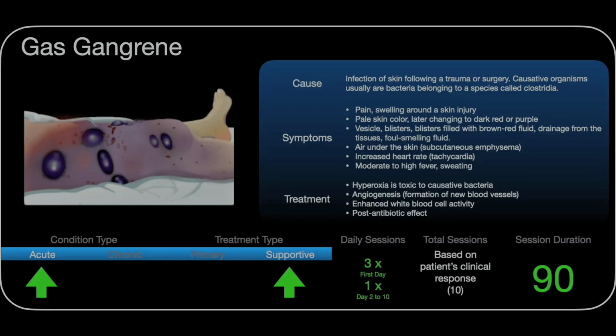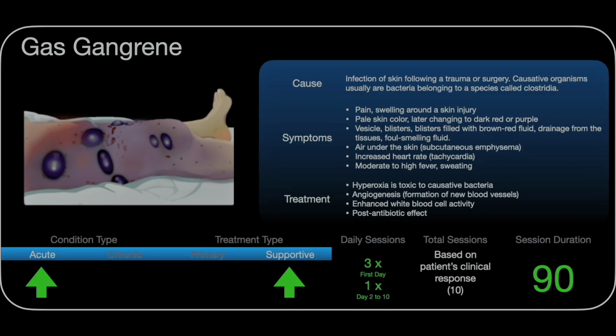The causative organisms are usually bacteria belonging to the Clostridial species. The patient can present with moderate to severe pain with progressive swelling around the area of skin injury. The skin can become pale and later change into a dark or purple color. Vesicle formation can occur with blisters filled with brown-red fluid, and drainage of fluid can occur with a foul-smelling odor from the fluid. There can be air bubbles or subcutaneous emphysema felt underneath the surface of the skin. The patient can present with an increased heart rate as well as a fever.